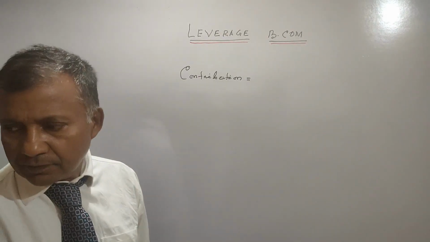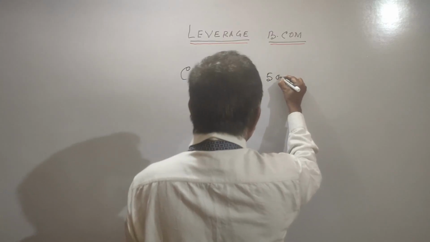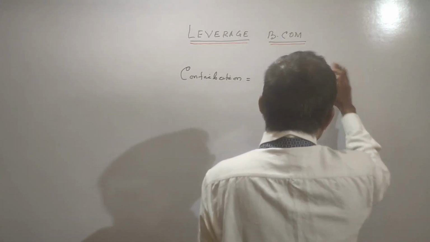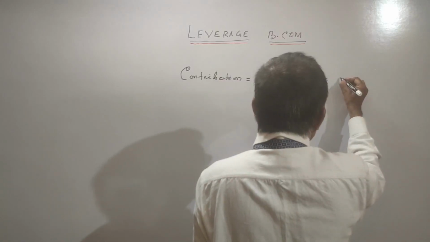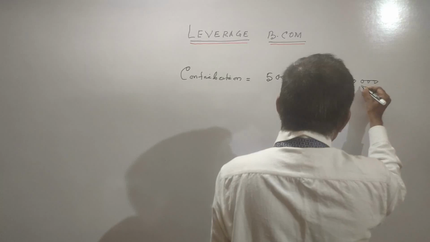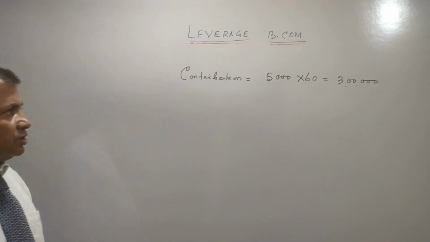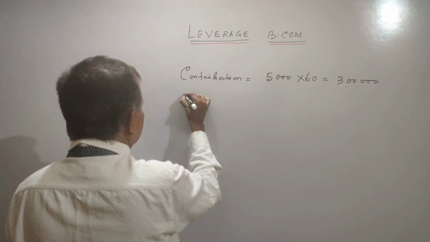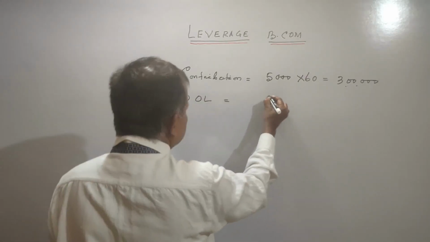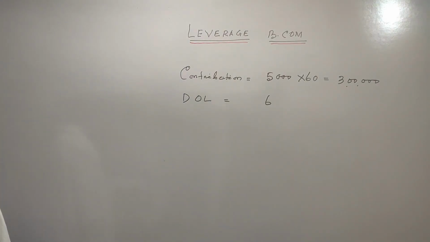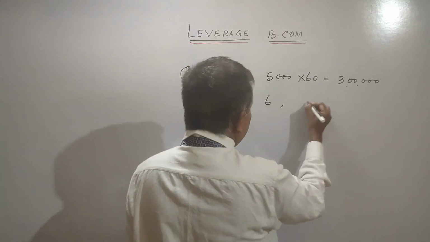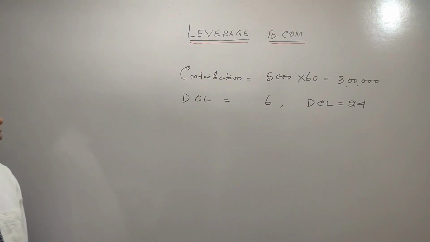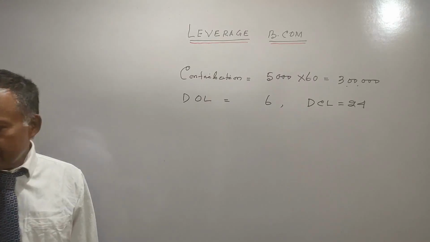is equal to 5,000 units into 60. This was 3 lakhs. So contribution is 5,000 units into 60. The operating leverage, that is DOL, that is your 6. So DOL is given as 6. DCL is given as 24. Right? DCL is given as 24. DOL is given as 6.